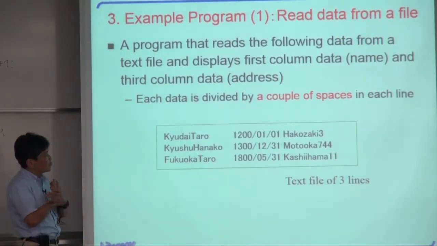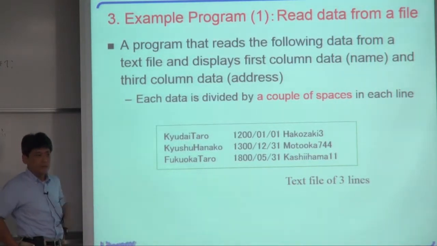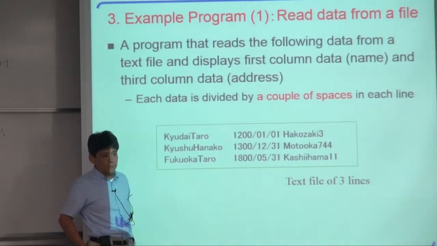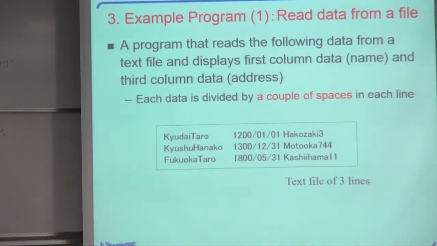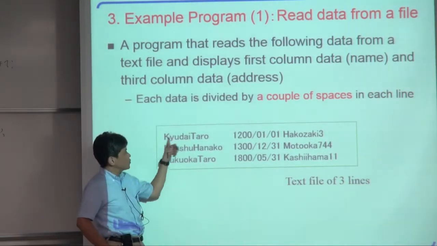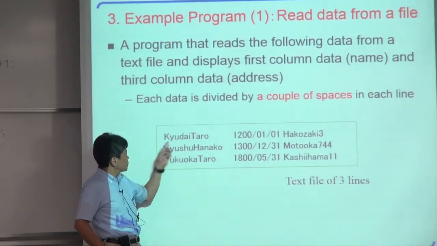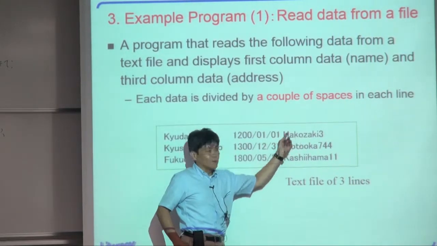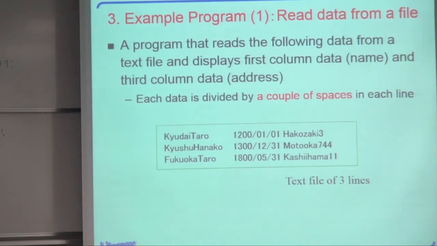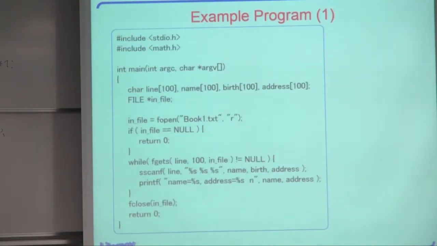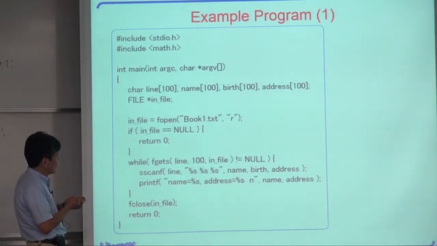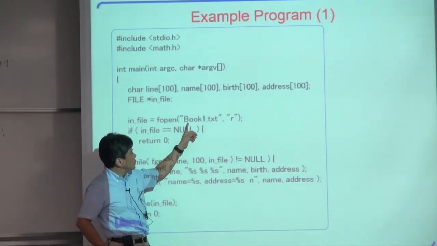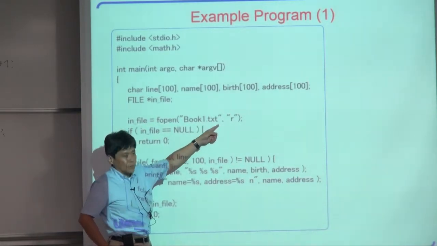So I will show how to read and write data from and to a file. First you have to prepare some text data like this. This text data consists of 3 lines. Each line includes a name, a space, a birthday, a space, and an address. This is an example program for reading such text data. In this case the text data file is named book1.txt.